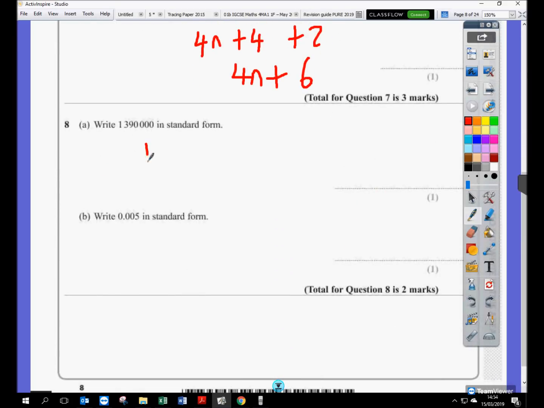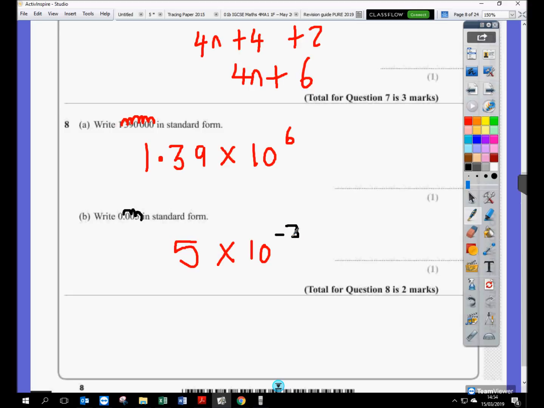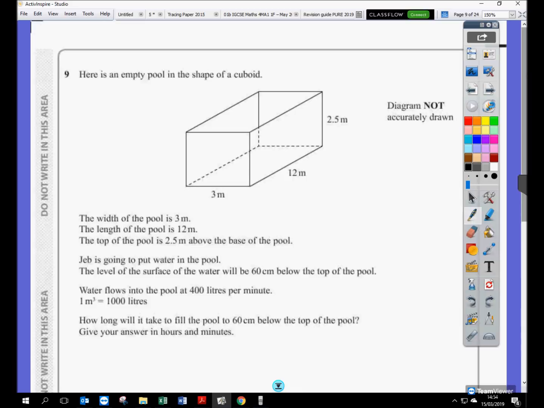The next question, write this number in standard form. You write all the non-zero digits, you write a decimal point after the first one, times 10 to the power, and then what you do is you count the spaces. So 1, 2, 3, 4, 5, 6. Next one, write all the non-zero digits, 5 times 10 to the power. Now the decimal point, when you can't see it, is after the 5. So we're going to count backwards this time. 1, 2, 3. Because we've gone backwards, it's negative 3.